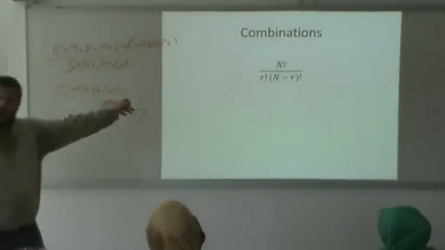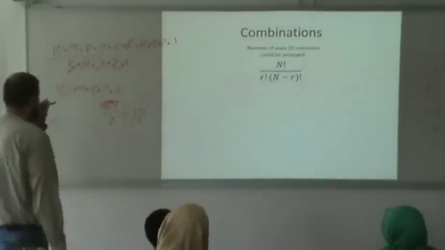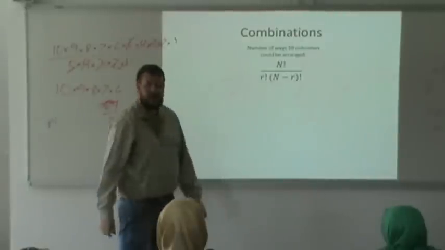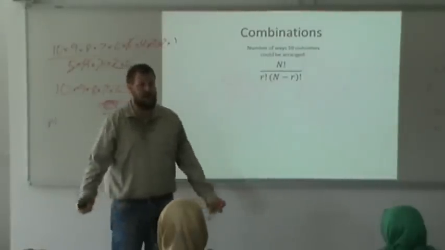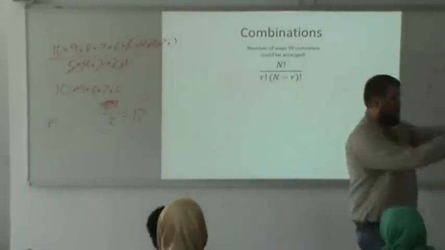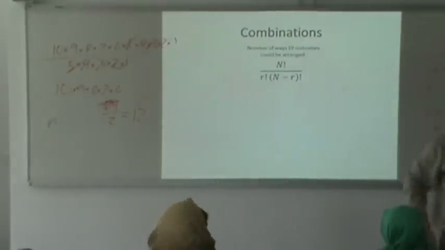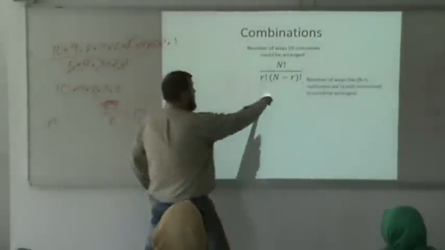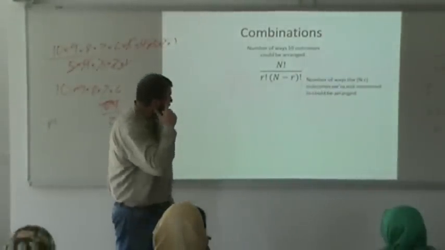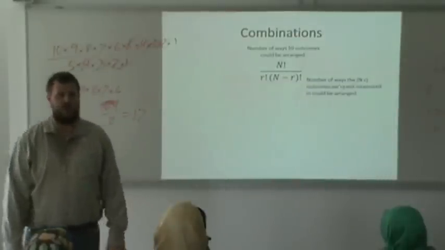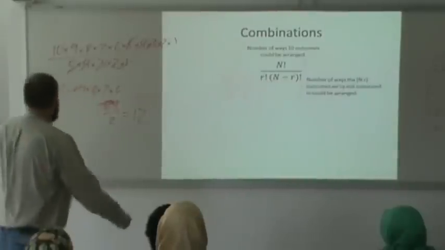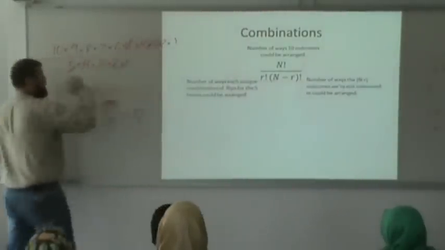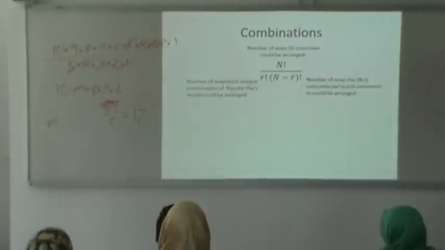You should know the formula for a combination. This is important. So, this part on top is the number of ways that 10 outcomes could be arranged. You have 10 things. We can put 1 out of 10 in the first, 1 out of 9 in the second, 1 out of 8, and so on, 1 out of 1 in the 10th. Then, we have the number of ways that the n minus r outcomes that we're not interested in could be arranged. Dividing by that, we got rid of these spurious arrangements that we didn't care about.